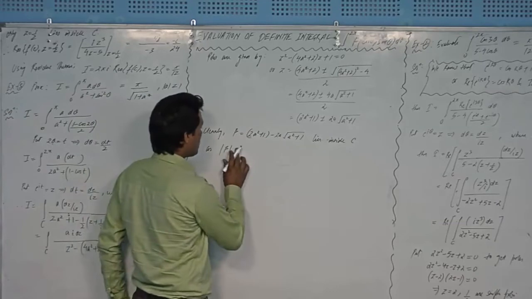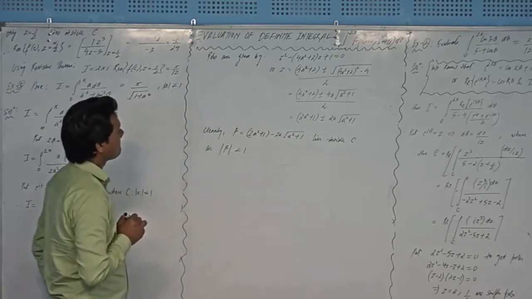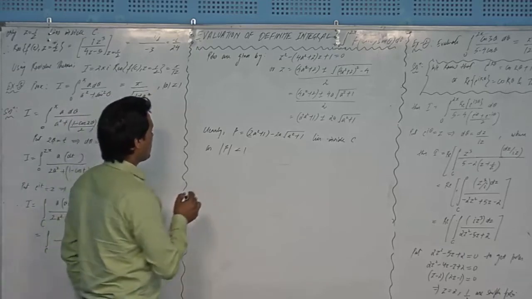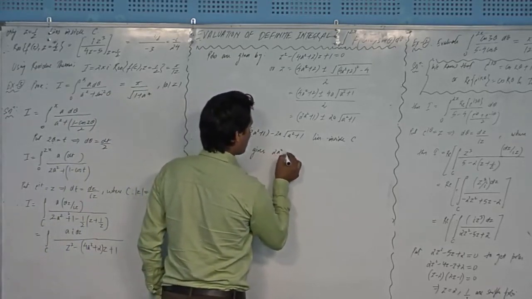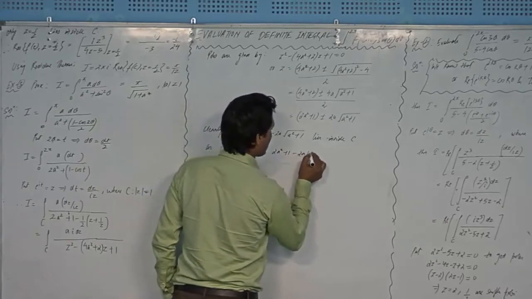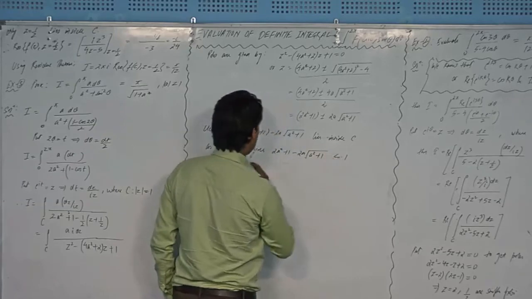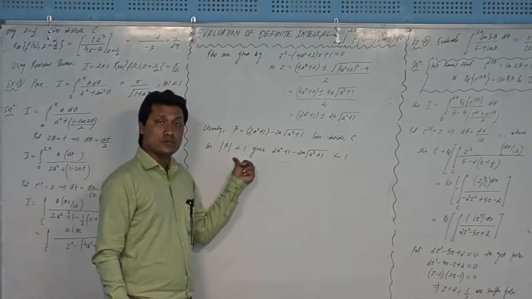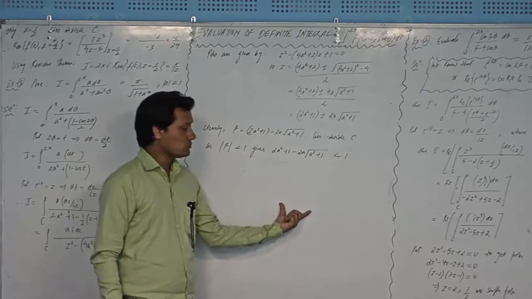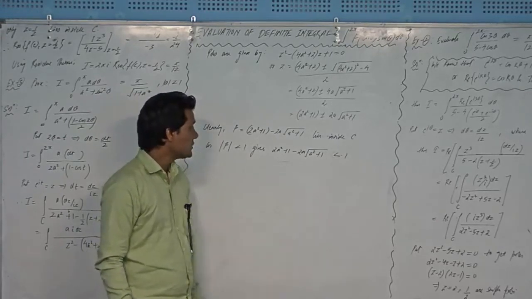Less than 1, as modulus of b is less than 1, gives me 2a² + 1 − 2a√(a² + 1) < 1. We are assuming that this is less than 1. Hopefully it is true, and if it is true, then it will give some supporting fact, not a contradiction.